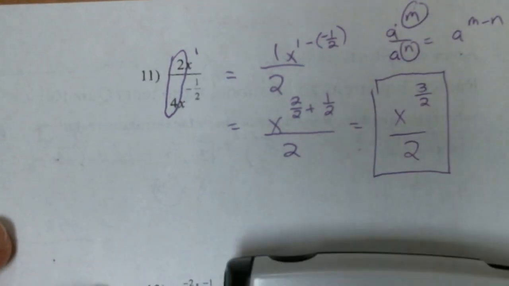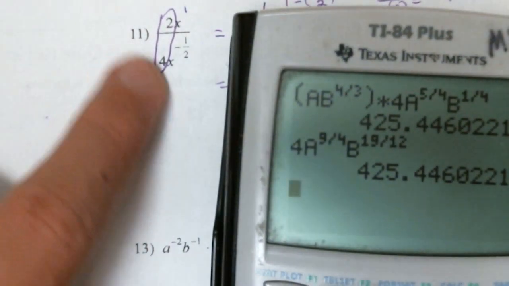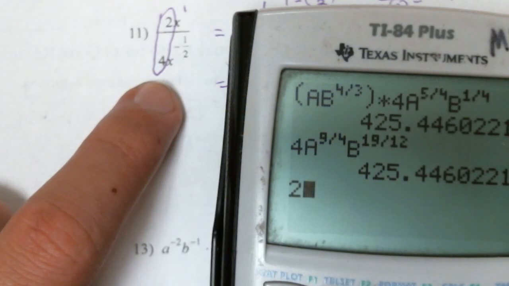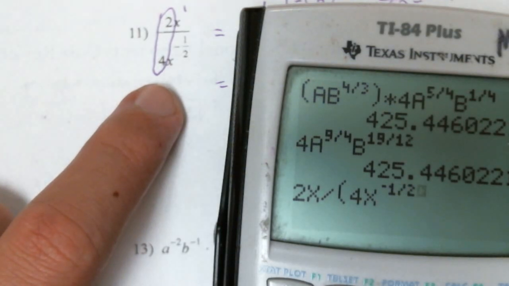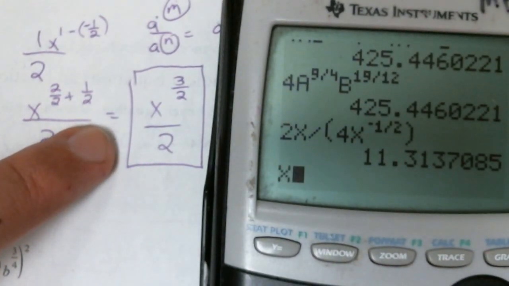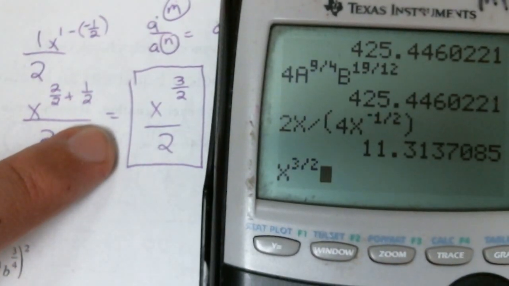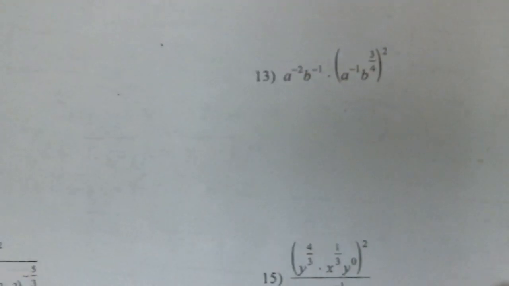Okay, let's check it. All right, got to make sure this stuff's in parentheses. 2x divided by parentheses 4x raised to the negative 1 divided by 2. Drop my cursor down, close the parentheses. Okay, and let's type in x raised to the 3 divided by 2. Drop my cursor down, divided by 2, and voila, they match.